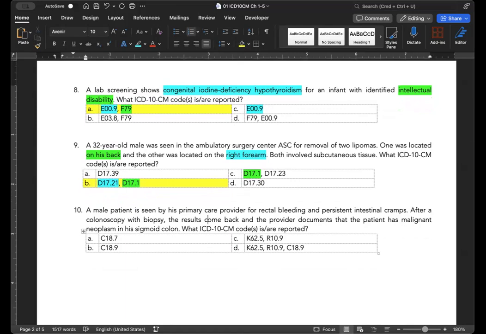All right. And let's look at our last one. Number 10, we have a male patient seen by his primary care provider for rectal bleeding and persistent intestinal cramps. After a colonoscopy with a biopsy, the result came back and the provider documents that the patient has a malignant neoplasm in his sigmoid colon. So what all are we going to code out of this? The cancer, the malignant neoplasm. Yep. Are we going to code anything else?